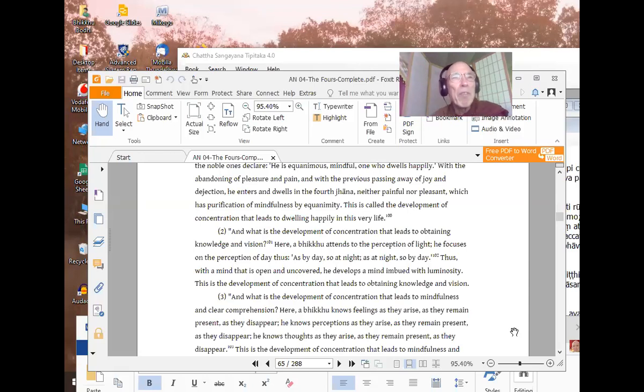Okay, so those are some of the ways in which the attainment of the jhanas will be a way of dwelling happily in this very life. So that's just a kind of summary of the first development of concentration.